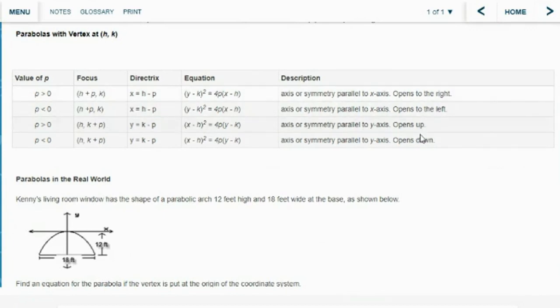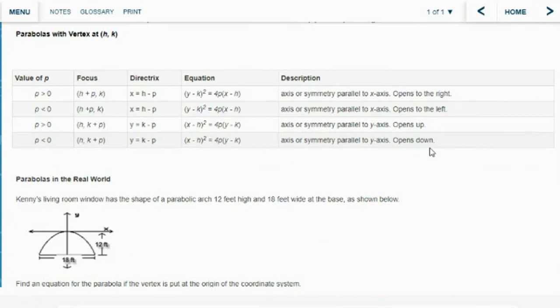If it opens up and down, which is the second half of the chart, the bottom part of the chart, that means you have an x squared equation. You add the p to the k and subtract it from the k for the directrix. So that's how you find the focus and directrix. You have to know the vertex and the value of p. And once you know those, this little chart tells you where to add and subtract that value to get the focus and directrix based on which direction your parabola faces.